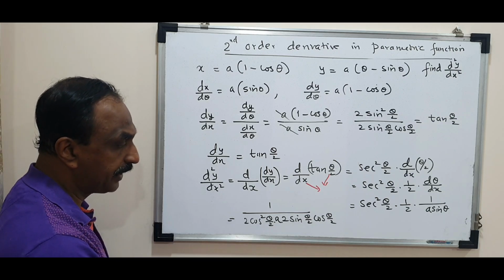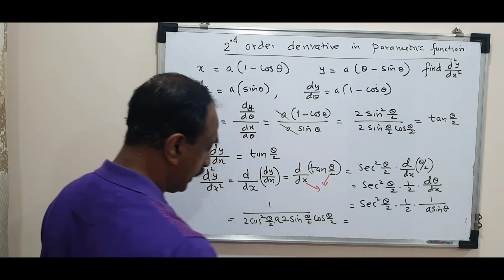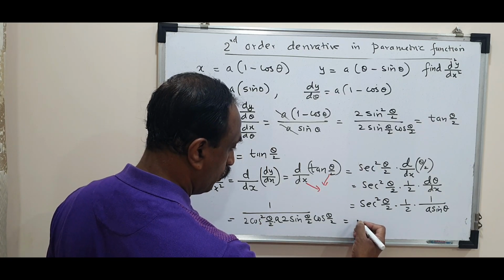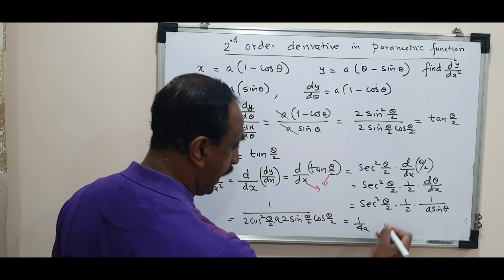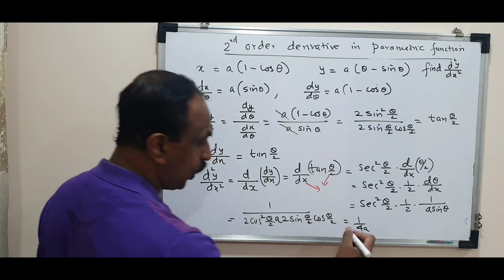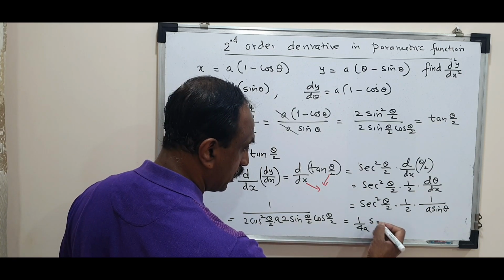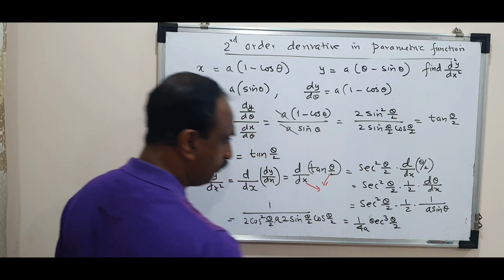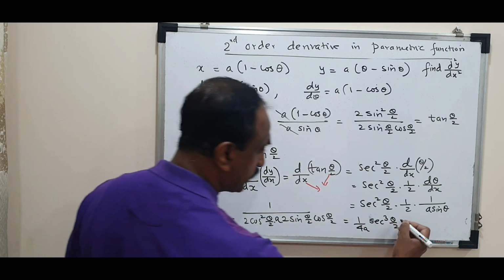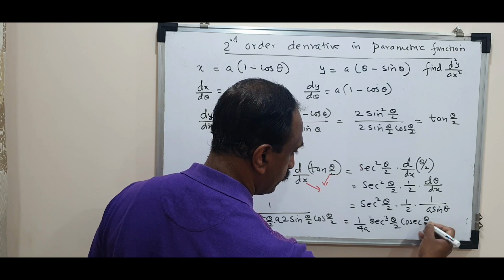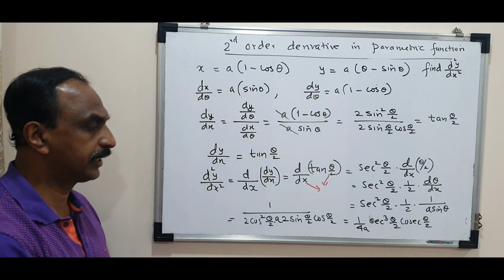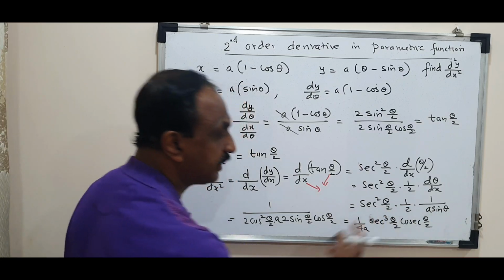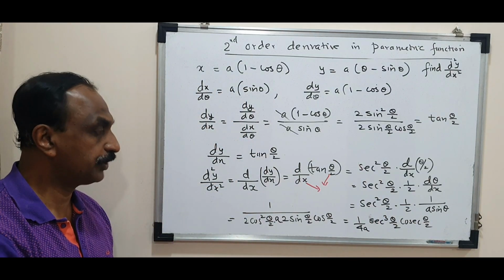So how can I combine this whole thing? It can be written as 1 by 4a, cosec theta by 2 into sec cube theta by 2. This way you can reduce it, but that is up to you. Even if you leave your answer at this stage, it is fine. It is not an important issue.